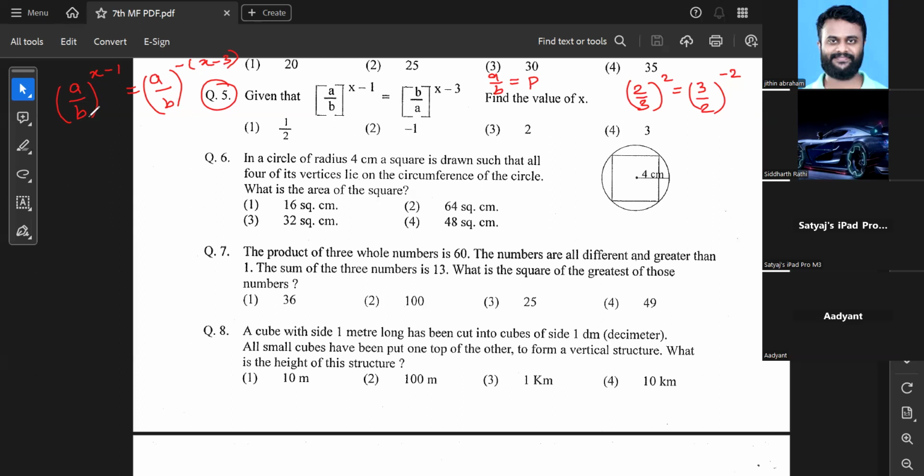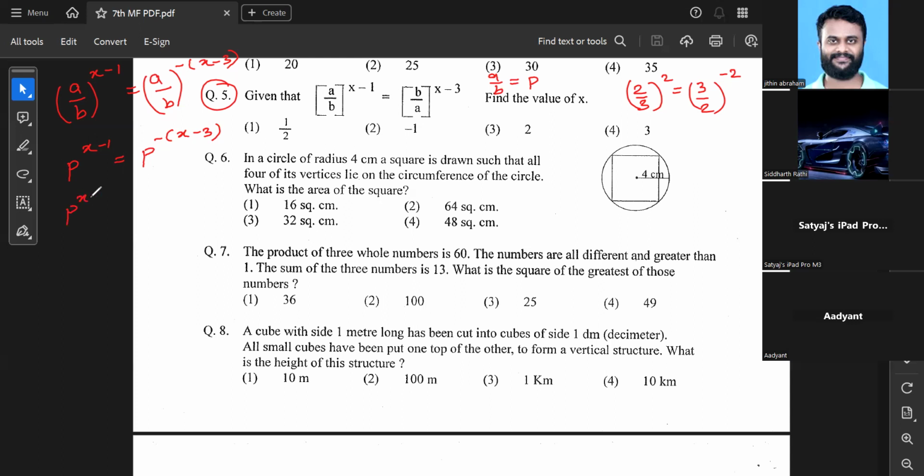Don't worry. Now instead of a upon b, I'm going to write p. Baby steps. I don't want any of the students to get confused, so I'm solving each and every step slowly. Instead of a upon b, I'm going to write p, just for my convenience. Minus of x upon 3.